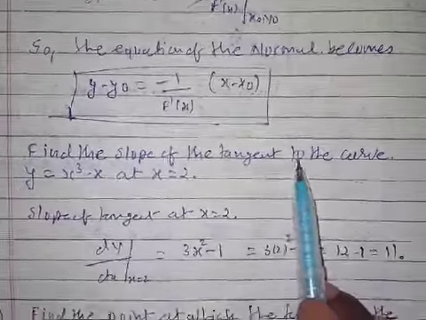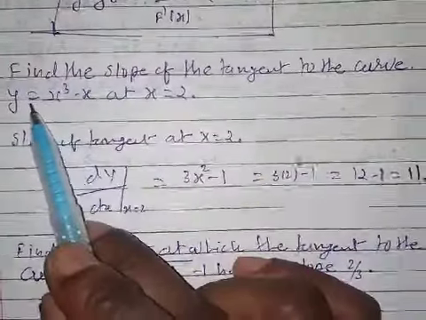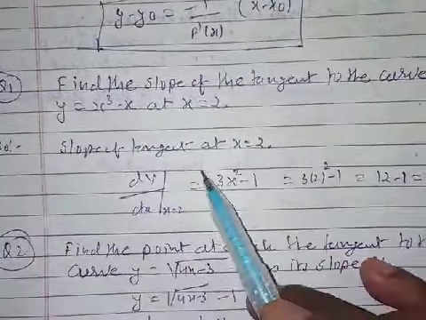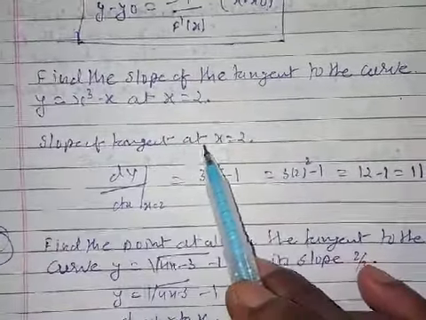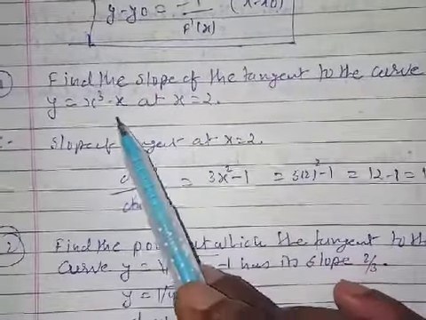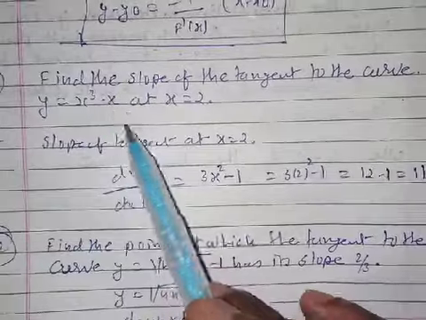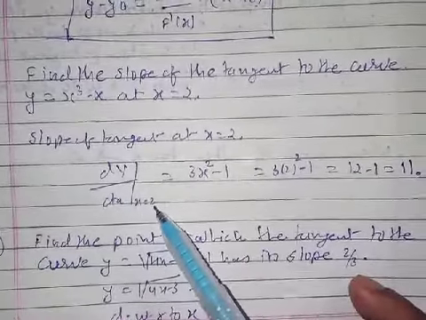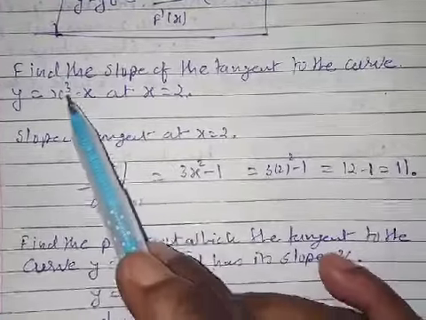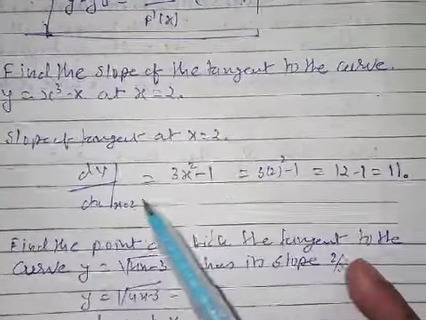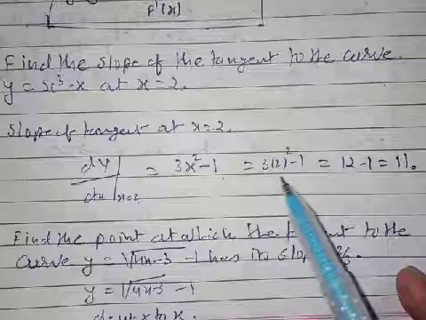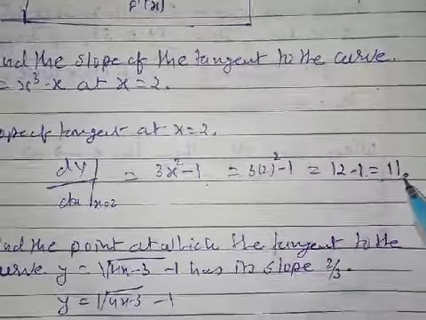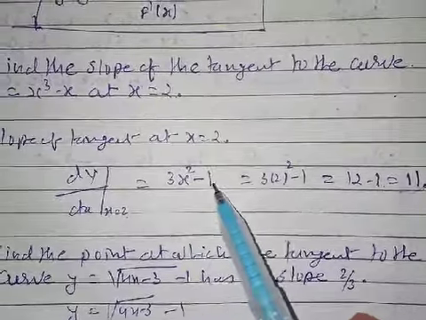Find the slope of the tangent to the curve y equals x cubed minus x at x is equal to 2. So first, slope means what? Derivative. We have to take the derivative dy by dx at x is equal to 2. So it is 3x square minus 1. Substitute the value x is equal to 2. So the slope of the tangent will be 11. That's what I said when the equation is there.